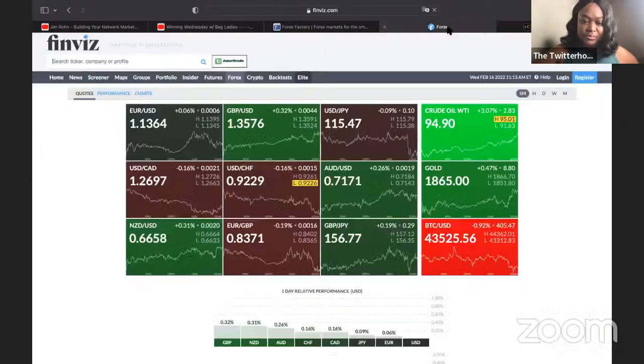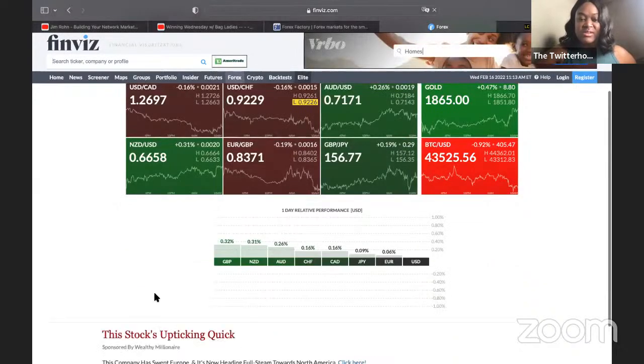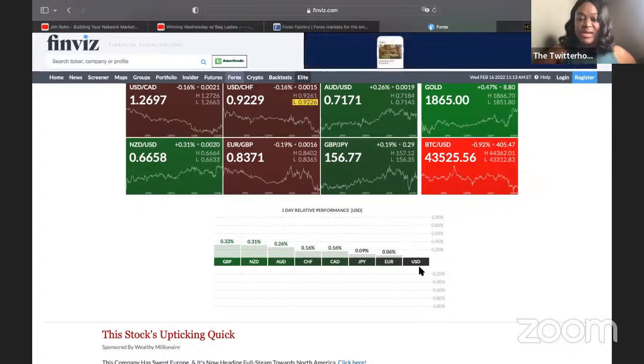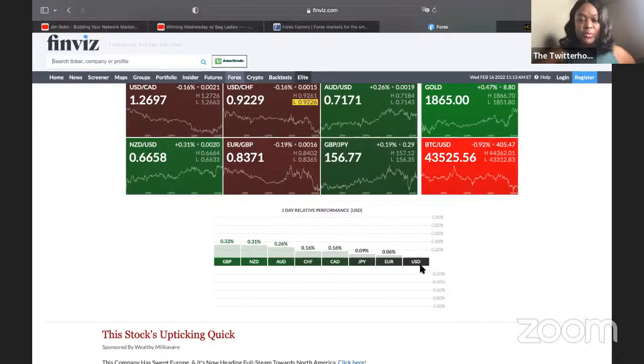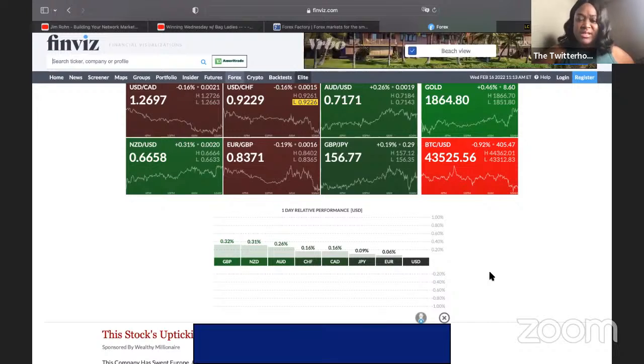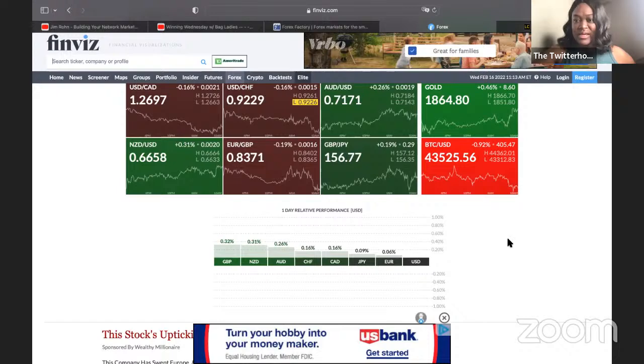So on Finviz, we see things in a series of bars. And to the furthest left, we have the strongest. To the furthest right, we have the weakest or least volume, right? Now, if I don't see green on one side, red on the other side, it's really not ideal. But that's what we're looking at today.